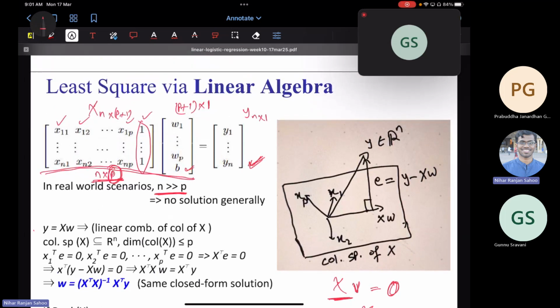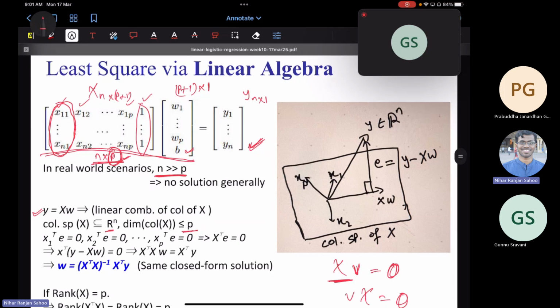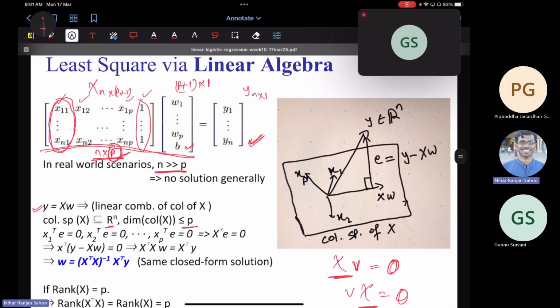So y is always the linear combination of columns of x, and column space, we know, is the space in which each column vector is lying. Column space is R to the power n. And what is the dimension of the column space? The dimension of the column space is the maximum rank of the column vectors. And we discussed that maximum rank can be p here, right? Again, I have written p. It should be p plus 1 to be very exact. Dimension of column space is less than or equal to p.